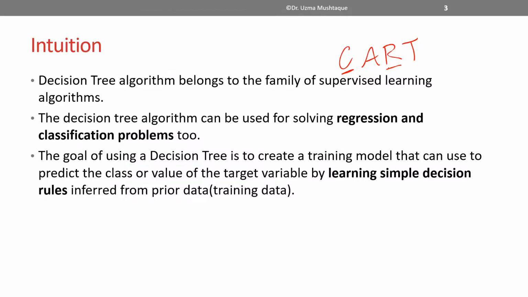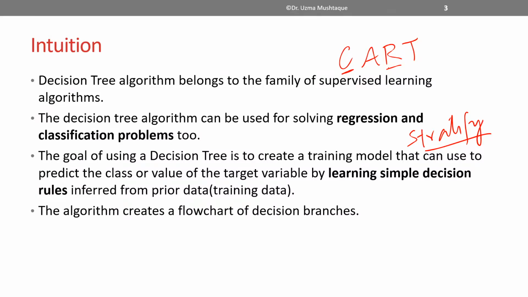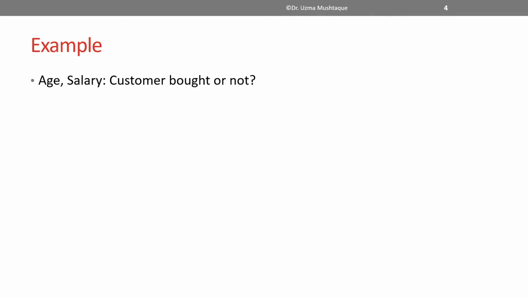The goal is to create a training model that stratifies data. I would like to emphasize that term. Why? Because it divides the feature space into rectangles or boxes, as you can imagine, depending on what's the dimension of the data that you're working with. And a better way to understand this algorithm is to think about a flowchart of decision branches. Let's look at an example to better understand what this essentially means.